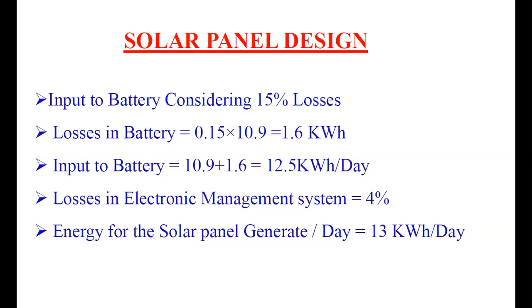There will also be a protection system and a regulator in the electronic management system. So we can assume approximately 4% losses in the electronic management. Therefore, the energy the solar panel must generate per day is 12.5 plus 4% losses in the electronic management, that is 13 kWh per day.